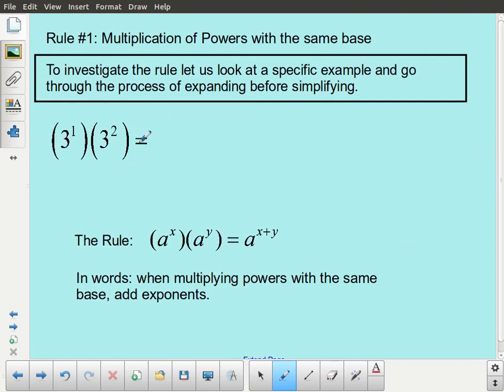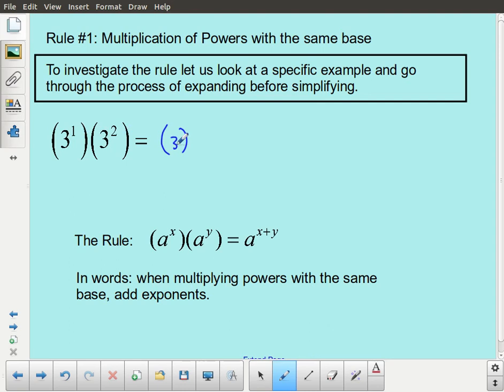All right, let's start to get into some algebraic operations. What happens when I am multiplying two different powers together that have the same base? In this case, the base is 3. One of them has an exponent 1, one of them has an exponent 2. Well, the first thing I'm going to do is I'm just going to actually write this out.